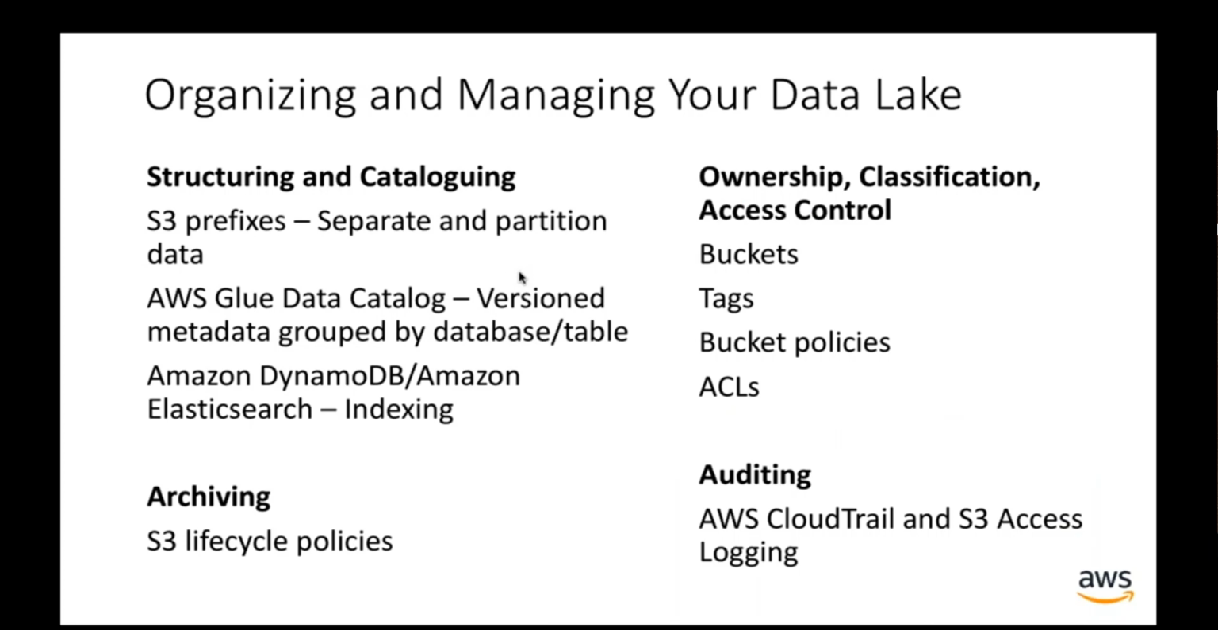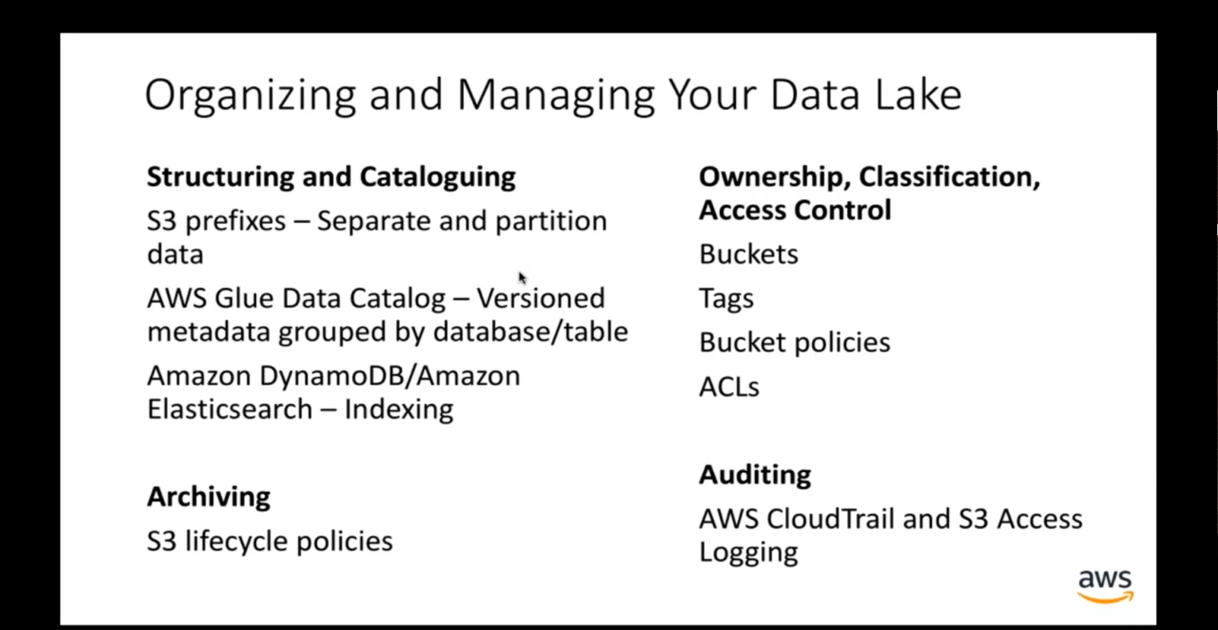And just a reminder here that S3 isn't simply dumb storage. We can effectively use a number of features within S3 and a number of complementary services in order to provide a comprehensive data lifecycle. So we can use S3 prefixes. So effectively S3 is based on a key value model. The key is a URL-like structure that places an object within S3. The value is the object itself. We can use those prefixes to separate data and to partition it. We can use the data catalog to create version metadata that's grouped by way of a metaphor of databases and tables. We can use things like DynamoDB and Amazon Elasticsearch to provide additional indexing capabilities.